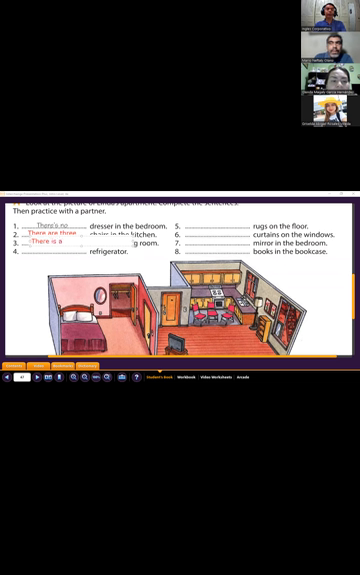There is a TV, right? There is a TV in the living room. Okay, very good. Number four, please. Thank you. Can you help me?